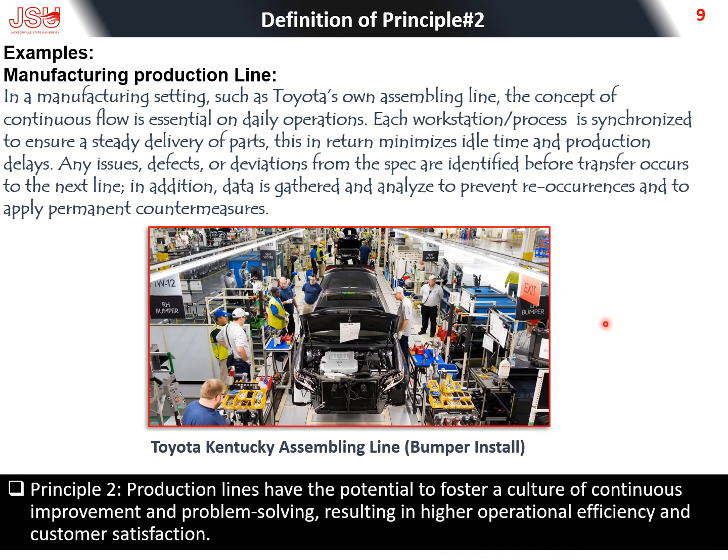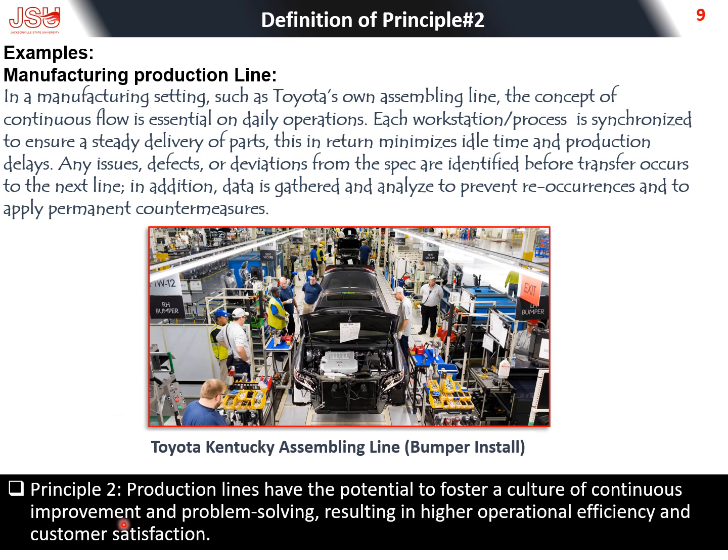Here is an example of continuous process flow. In a manufacturing setting such as Toyota's own assembly line, the concept of continuous flow is essential in daily operations. Each workstation or process is synchronized to ensure a steady delivery of parts. This in return minimizes idle time and production delays. Any issues, defects, or deviation from the specs are identified before transfer occurs to the next line. In addition, data is gathered and analyzed to prevent recurrences and to apply permanent countermeasures.